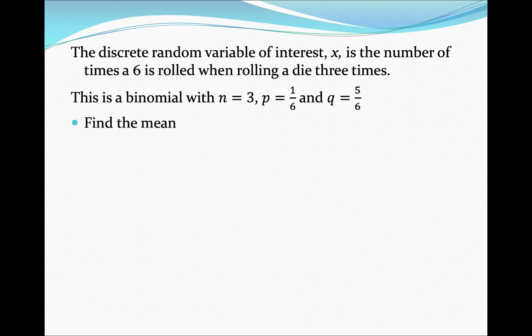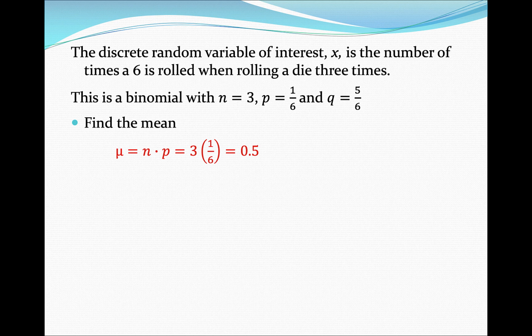The mean. The mean of a binomial is actually pretty straightforward. It's got a nice shortcut formula. To find the mean of the binomial, all you have to do is take n times p, and that is it. In this case we know n is 3 and p is 1/6, so 3 times 1/6 gives us a mean of 0.5. Notice how much quicker that is than how we calculated the mean for this distribution before.